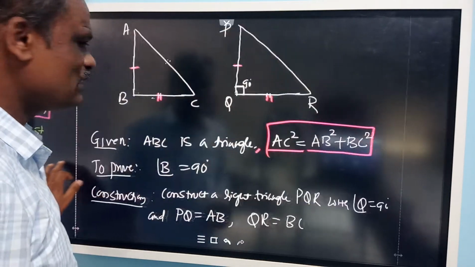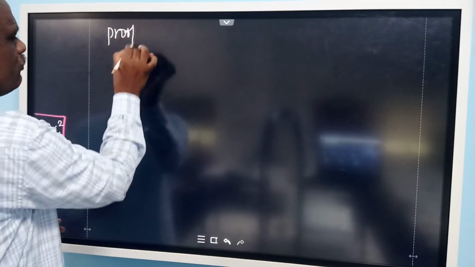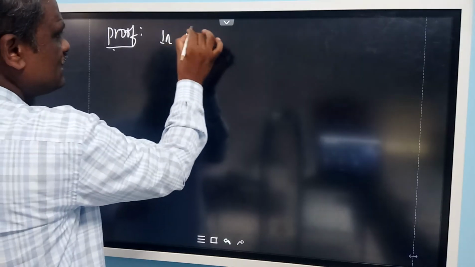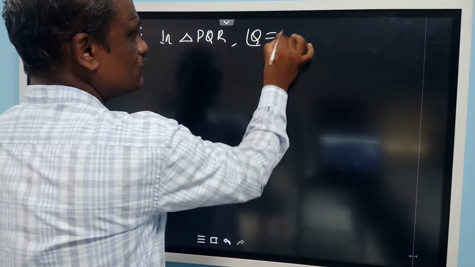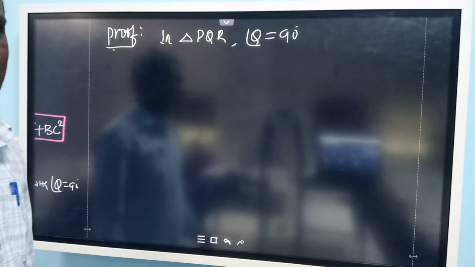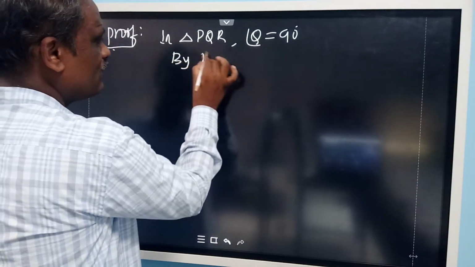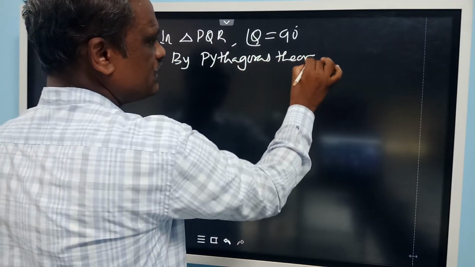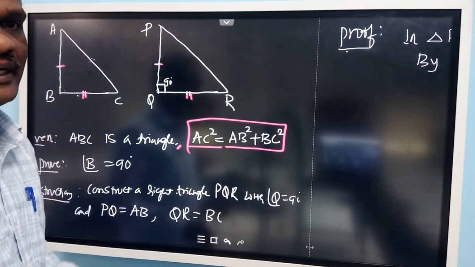Okay, so now let us go to the proof. In the construction we have done, in triangle PQR, angle Q is 90 degree. It's a right angle triangle. Since it's a right angle triangle, by Pythagoras theorem, which we have already proved, we can apply the theorem here.